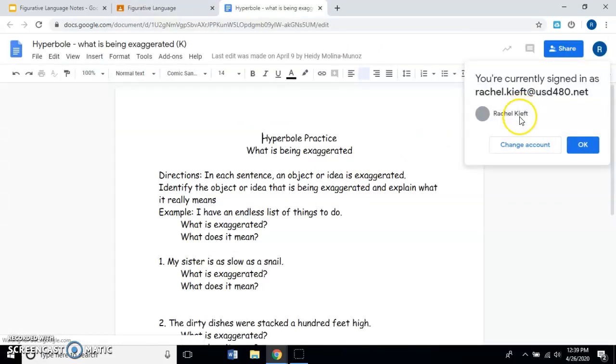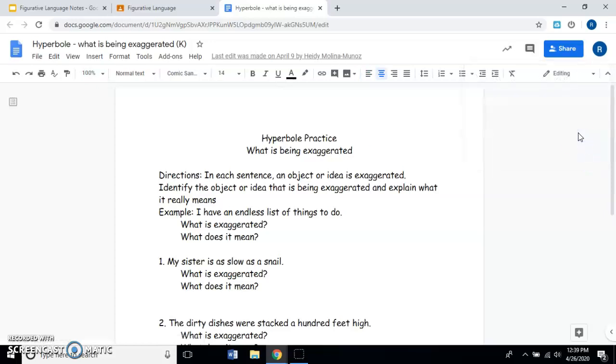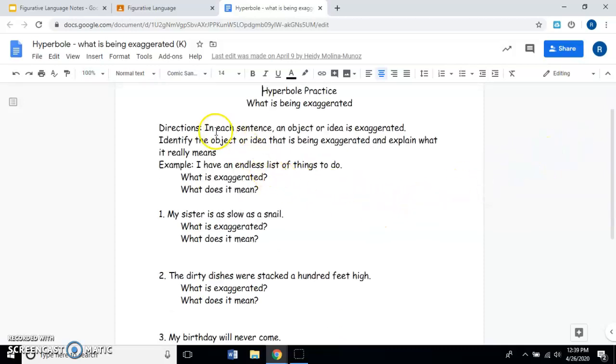And this one is going to be a little bit different from last week. Last week we were just identifying if there was a hyperbole in the sentence. This time we are going to identify the object or idea that's being exaggerated and explain what it really means.